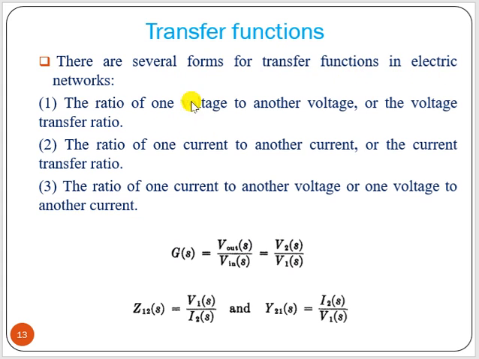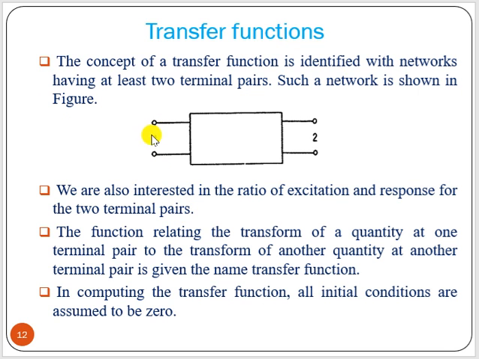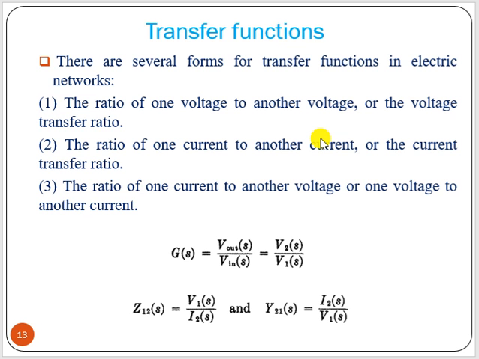One is the ratio of one voltage to another voltage, which is called the voltage transfer ratio. One current to another current is called the current transfer ratio. And one current to another voltage, or one voltage to another current. That means we apply a voltage here and measure a voltage there, then voltage by voltage. Or we measure a current, then current by voltage or voltage by current. Or you apply a current source here and measure a current, then current by current, or measure the voltage by current. So this is how we can make the transfer function.